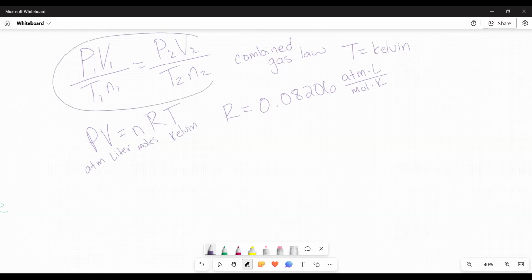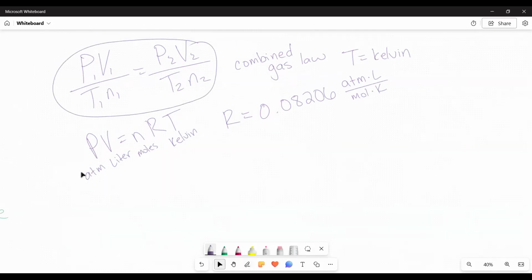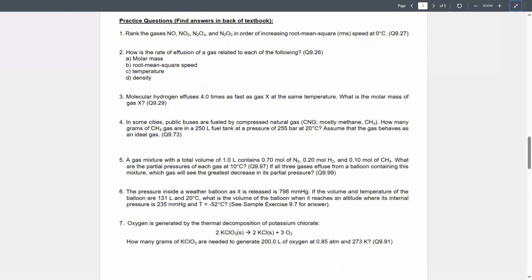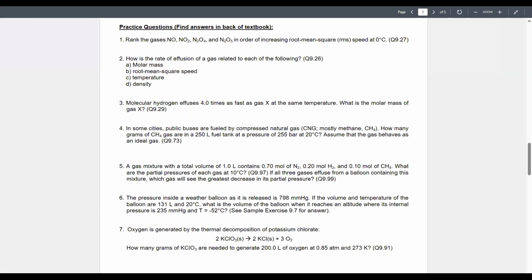Now with the combined gas law, if a certain variable isn't given in the problem, you simply take it out. So I'll show you how to use both of these before I move on to other concepts. Okay, let's look at this. All right, so we're gonna focus on 4. I'm gonna backtrack to the other problems, but we're gonna focus on 4. And 6.